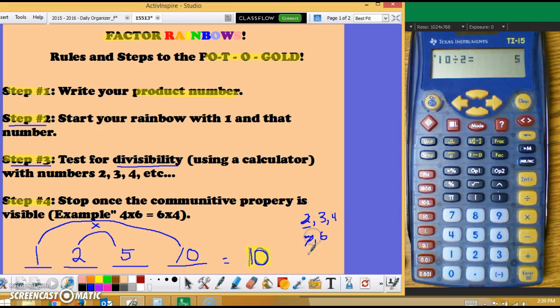I can also cross out 5 because it's already a factor. But that doesn't mean I stop testing other numbers for divisibility. I should test 3 and 4 at the very least.